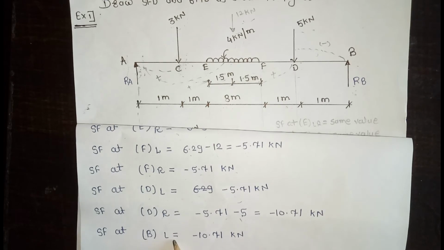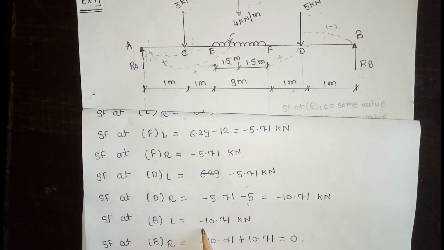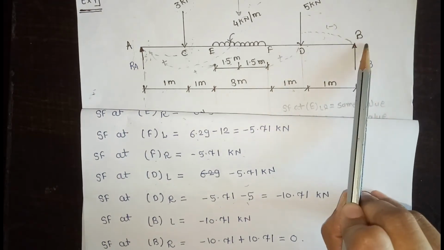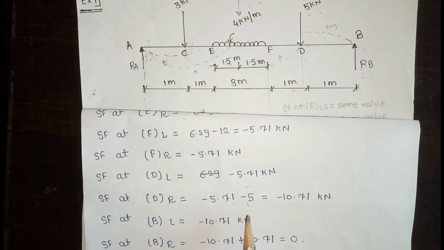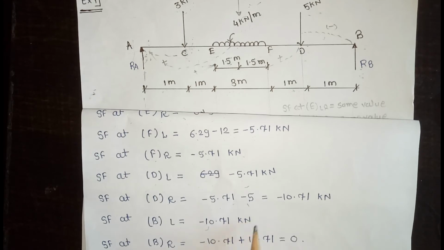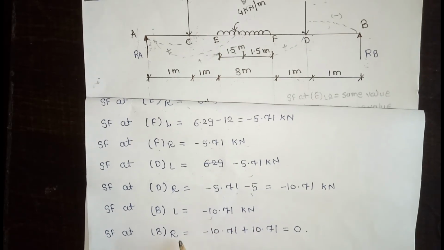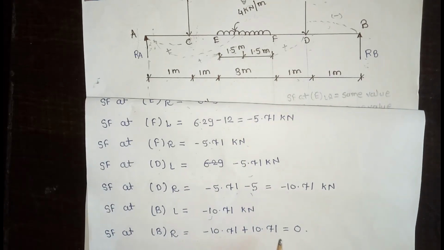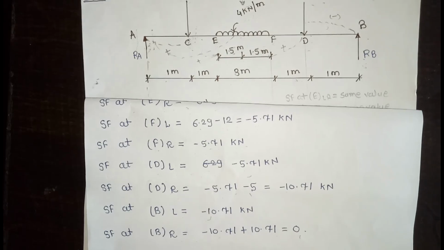SF at B left is equal to minus 10.71 kilonewton. B left means there is no force in between D to B, therefore as it is the previous value, B left is minus 10.71 kilonewton. SF at B right is minus 10.71 plus the value of RB, plus 10.71, is equal to 0.